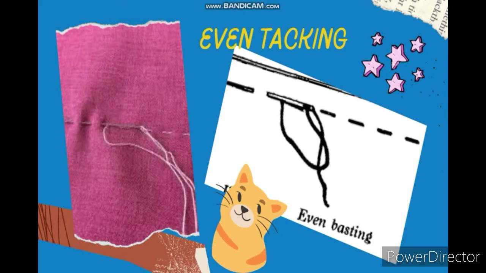Even tacking. Even tacking is made of equally sized stitches and equally sized space between these stitches. You can see from the image there. Even tacking is used on areas that require close control and stability.